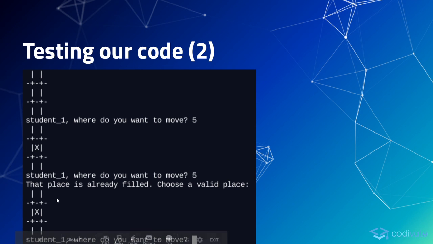That place is already filled, so we have to choose a different place. Let's say this was student 2, and they wanted to move here. Well, they can't because that place is already filled, so we would have that message and it successfully shows up. Once again, at the end, it asks student 1 where they want to move, and this is just because we haven't updated our code so that it changes which student is asking after each turn. That is something we will look into next class.